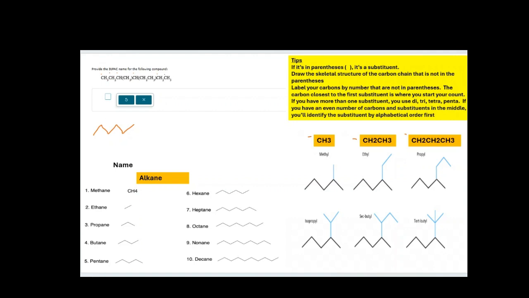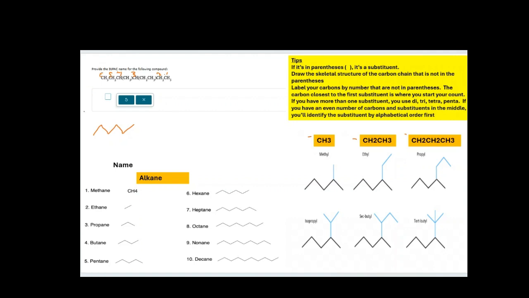In this case, I got 6 carbons, and I'm going to focus on this middle area and go back to my rules. The carbon closest to the first substituent is where you'll start your count. But in this case, because we have 6 carbons and we have a substituent on carbon number 3 and 4, I'm going to have to see which one comes first in alphabetical order. My ethyl is on this carbon right here. Because E comes before M, I'm going to label this as carbon 3. So this right here is going to be carbon 1, carbon 2, carbon 3 with my ethyl, carbon 4 with my methyl, and 5 and 6.